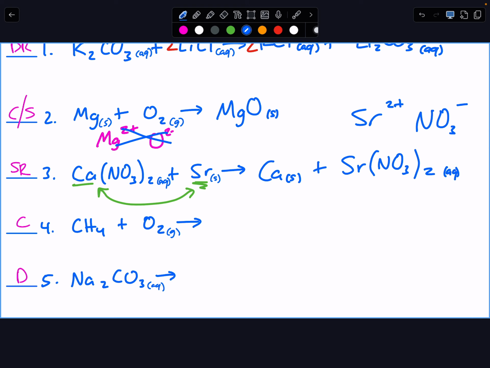Perfect. Okay, number 4. Combustion. It must have oxygen. Exactly. And oxygen as a reactant, not a product, as a reactant. Good. Okay, and then what's that thing at the beginning of the reaction? CH4. What type of compound is that? Hydrocarbon.